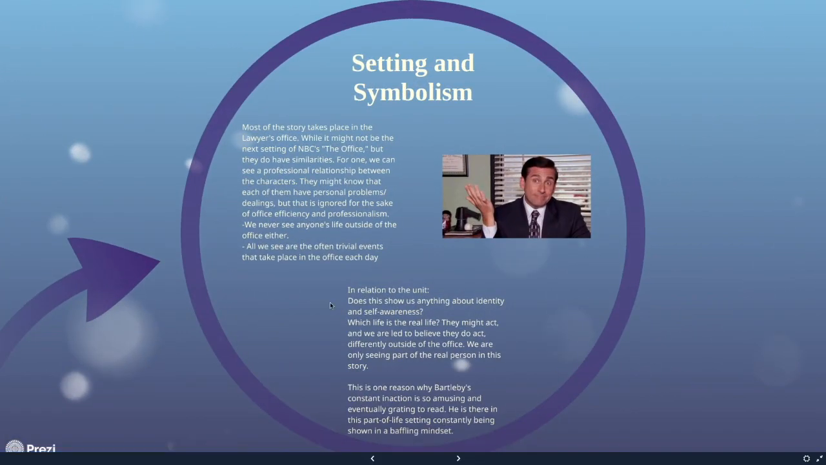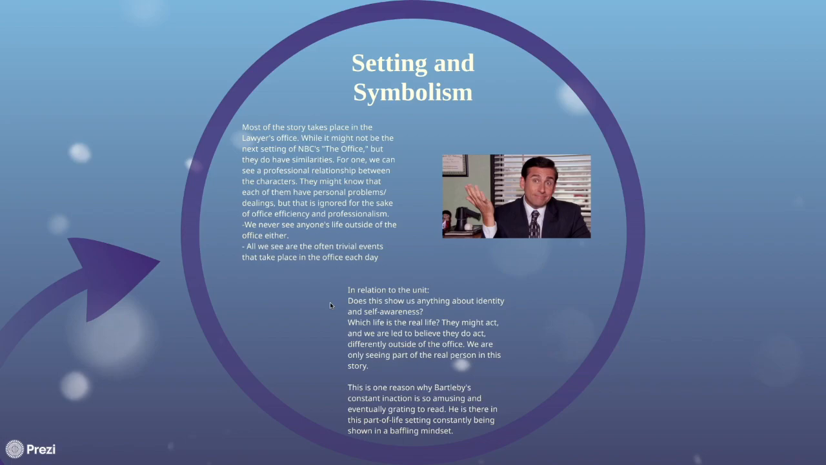Setting and symbolism. Most of the story takes place in the lawyer's office. While it might not be the next setting of NBC's The Office, they do have similarities. For one, we can see a professional relationship between the characters. So everyone in the office has a professional relationship, and not necessarily outside of work. I don't think any of them in the office hang out outside of work. But they all know each other very well in the office, and they know their office personalities.